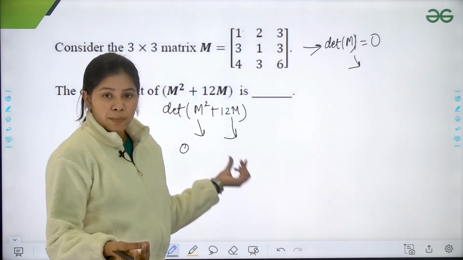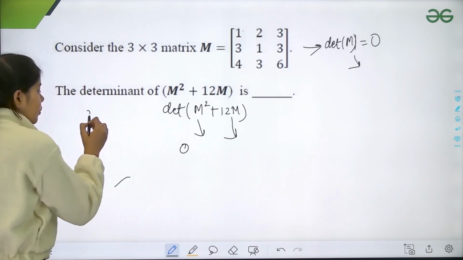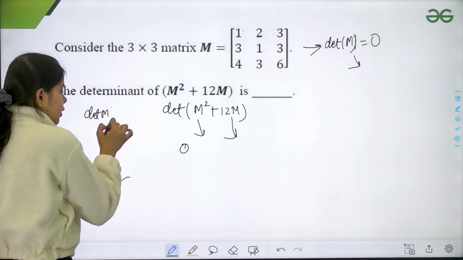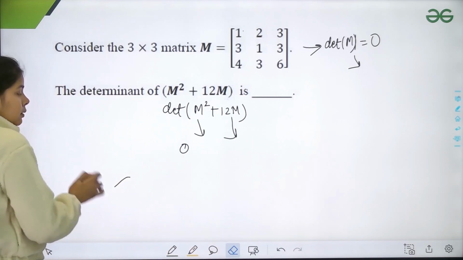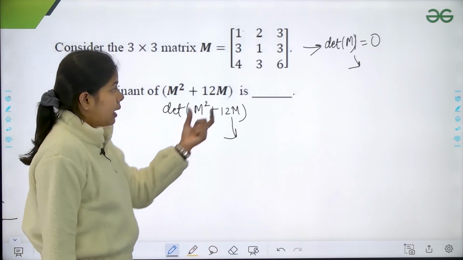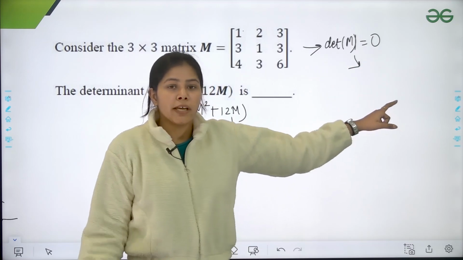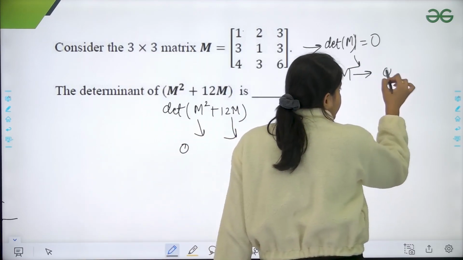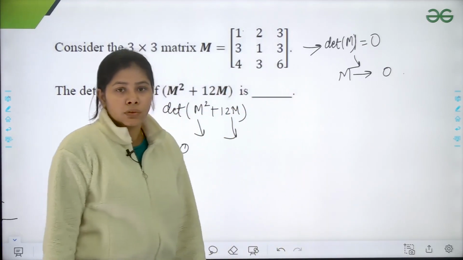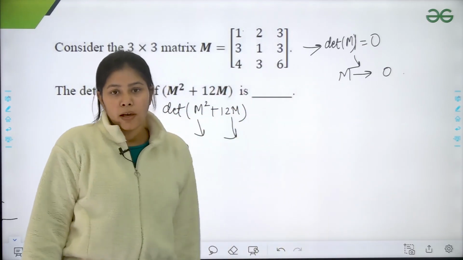And what about M square? I cannot simply write the determinant of M square; it would be the determinant of M, whole squared. So what would I do for that? I'll use that M has one eigenvalue that is 0. Because M has determinant 0, the product of eigenvalues would be 0. So that means M has one eigenvalue which is 0.